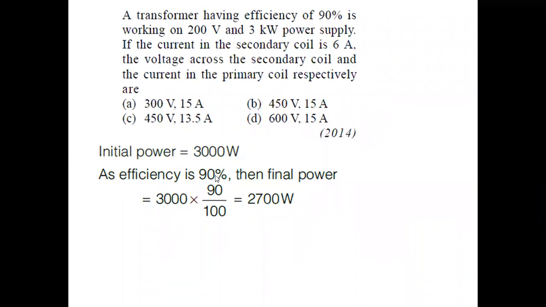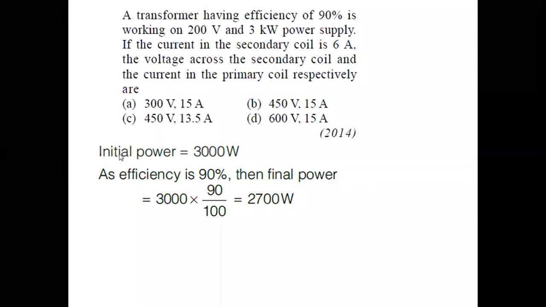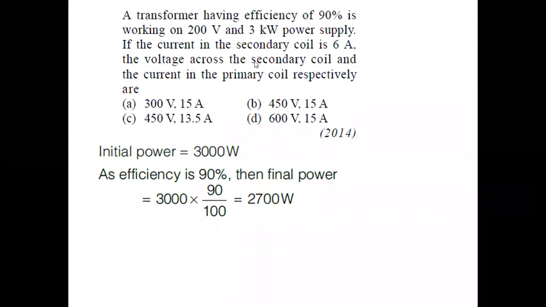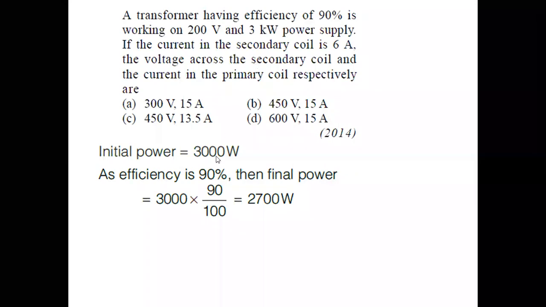As efficiency is 90%, the initial power is 3000. Final power is going to be 3000 into 90 upon 100. It comes out to be 2700 watt. Means I cannot take this transformer as an ideal transformer. What is ideal? Initial power equal to final power. Since its efficiency is 90%, not 100%, I need to calculate final power.